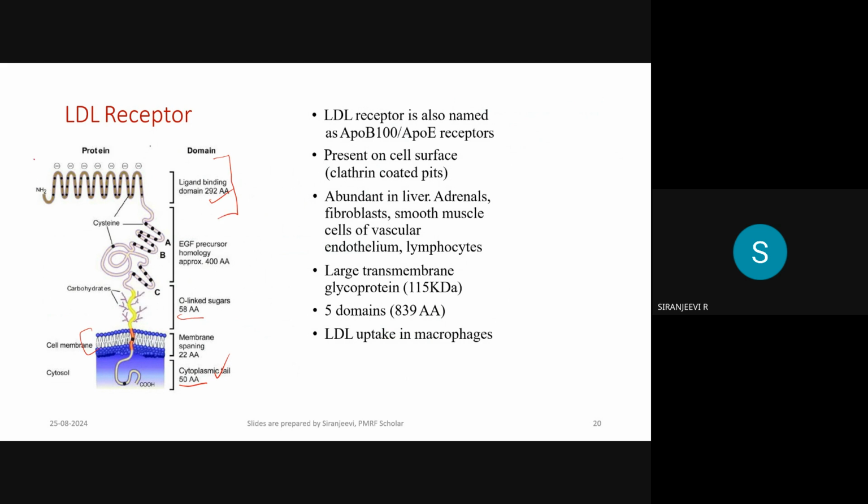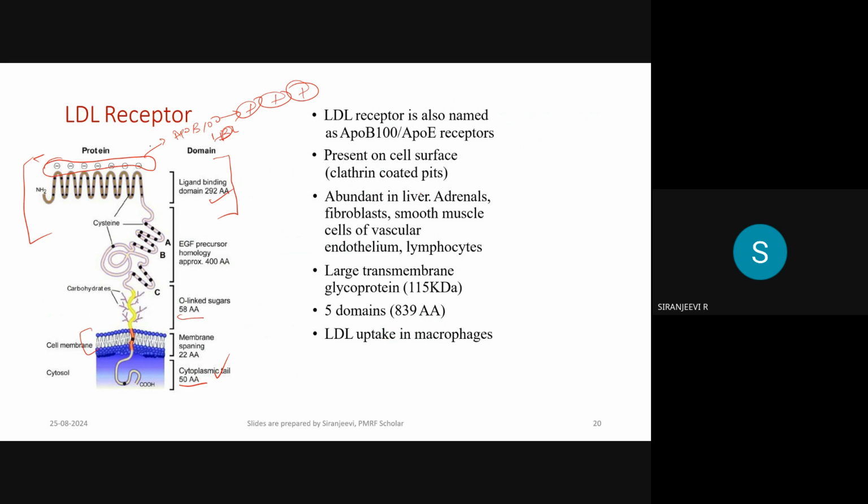This ligand binding domain contains negatively charged amino acids. So these negatively charged amino acids make interaction with the ApoB100 of LDL. Here ApoB100 will have positively charged amino acids. So whenever the LDL receptor has any kind of interaction with the ApoB100 of the LDL, it can be taken up by the action called endocytosis.